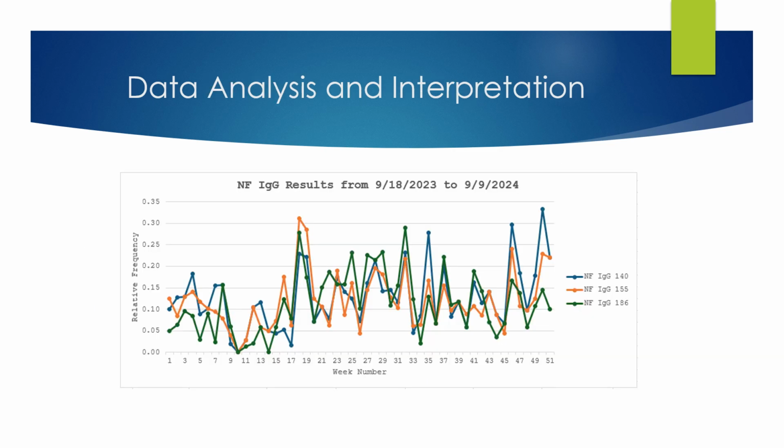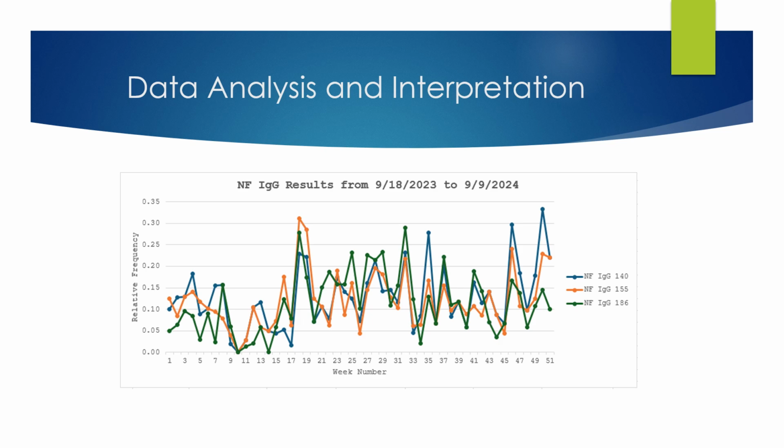As I mentioned before, I collected and analyzed data for 1 year. The dates for this collection is from 9/18/2023 through 9/9/2024. This chart shows the relative frequencies of each of the Neurofascin IgG antibodies tested for each test week. This past year, there were 51 test weeks. I do not have a week 52 because in December, there was 1 week of no testing. I used test weeks instead of dates to not have a gap in my line chart.